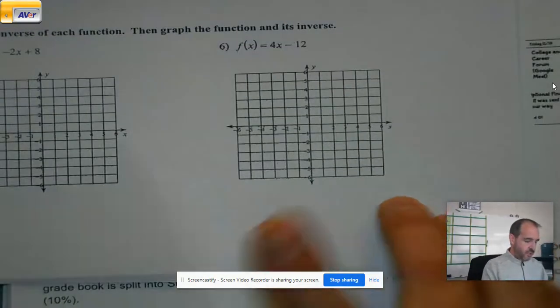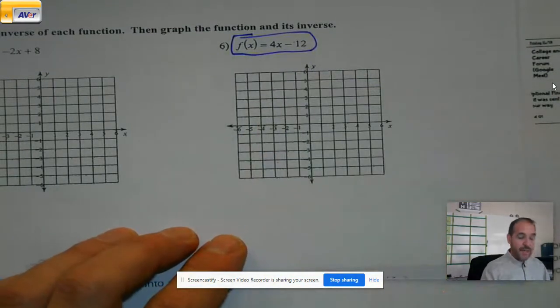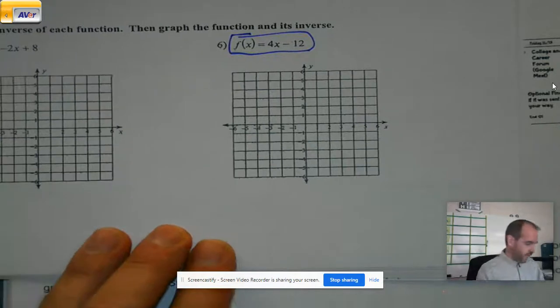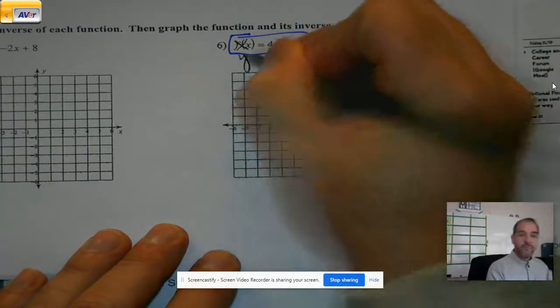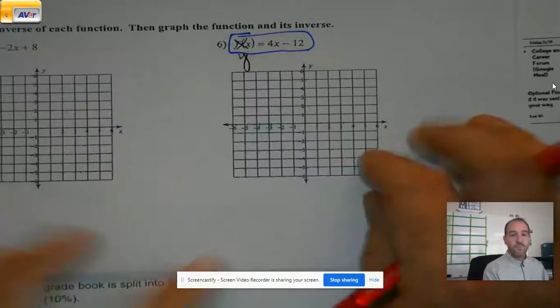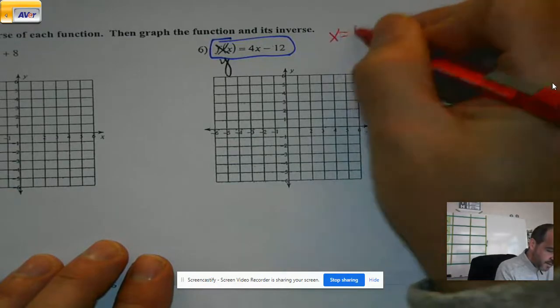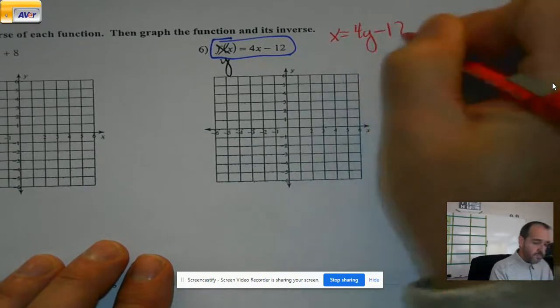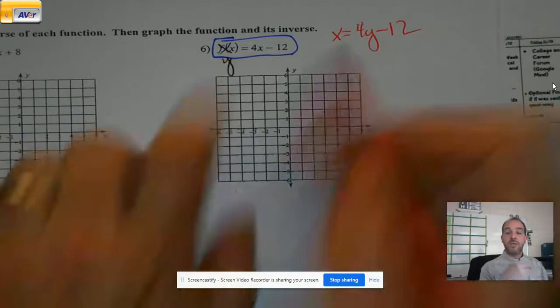So this is our original function. The graph is not set up real well for this. I apologize for that, but we'll work at this. So we remember f of x is y equals. So to find the inverse, which I'm going to do completely in red so they stay separate here, switch x and y, solve for y.